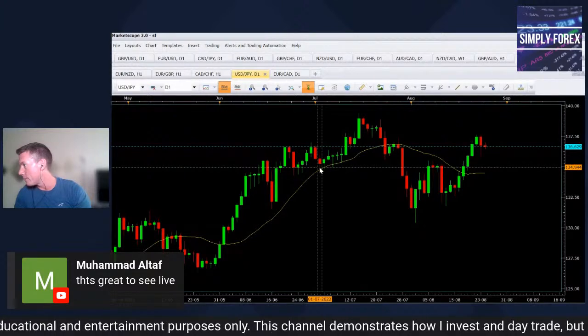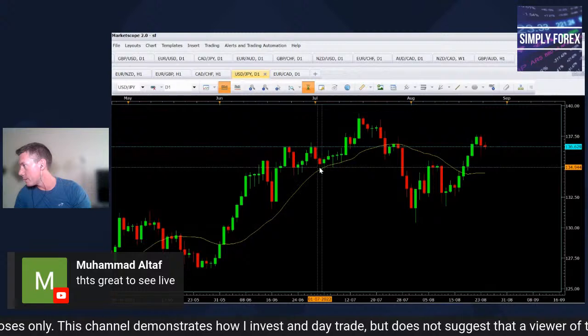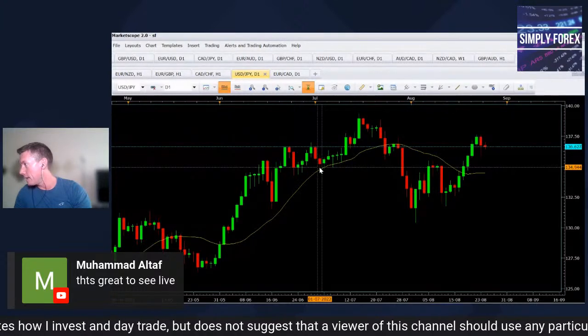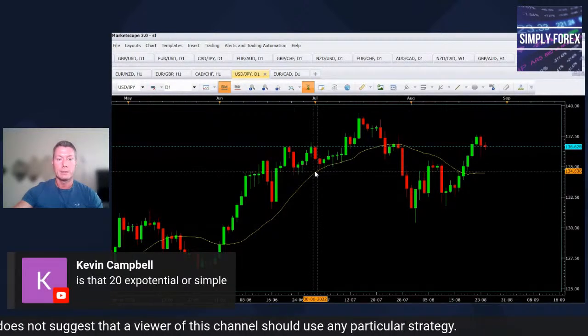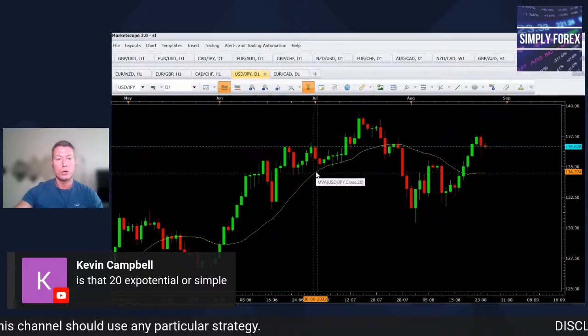Right, let's have a look at some questions as well. Yeah, we've seen that one from earlier. US trend for intraday, I'm lost by that. That is the simple moving average 20. Okay, yeah, this is the simple moving average 20. Yeah, not exponential.